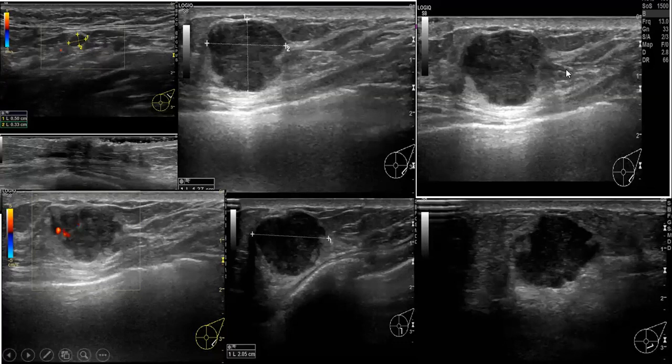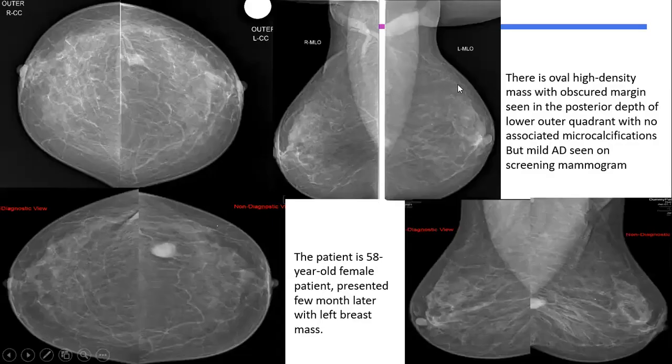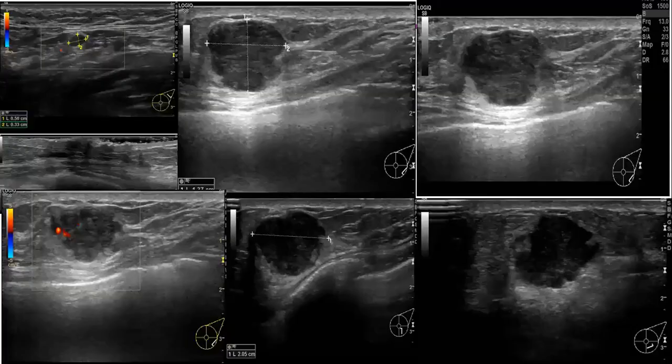And look at the duct extensions. The lesion here was first missed on the screening mammography. This is an interval cancer, detected a few months later when she presented with a palpable abnormality. And this small ductal extension was also missed, reported as a unifocal lesion with this measurement, without this area of ductal extensions.